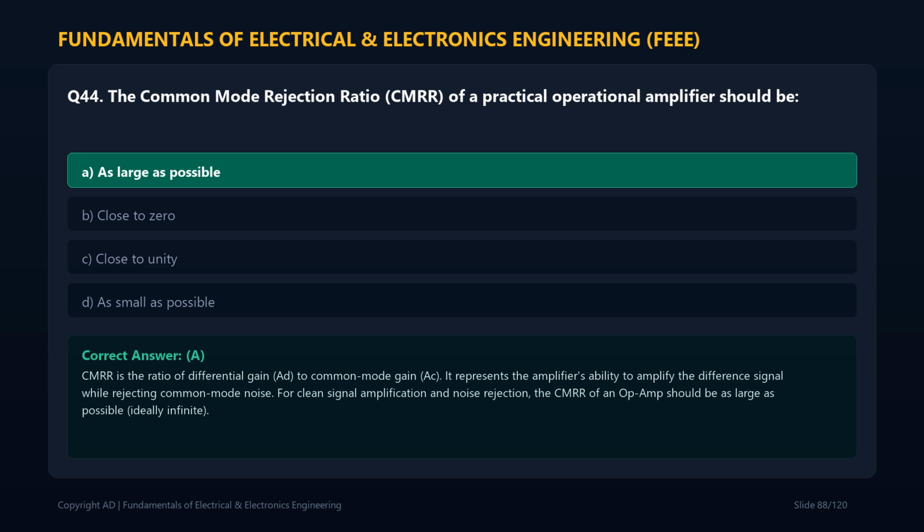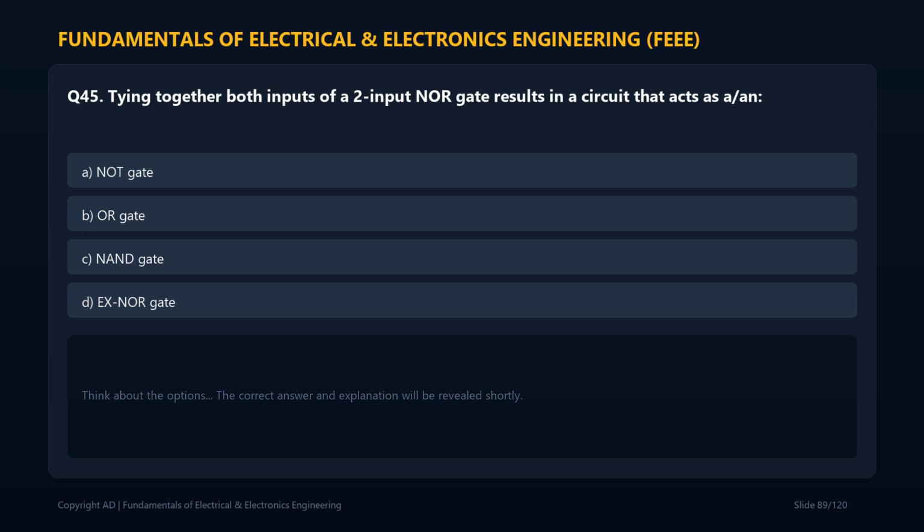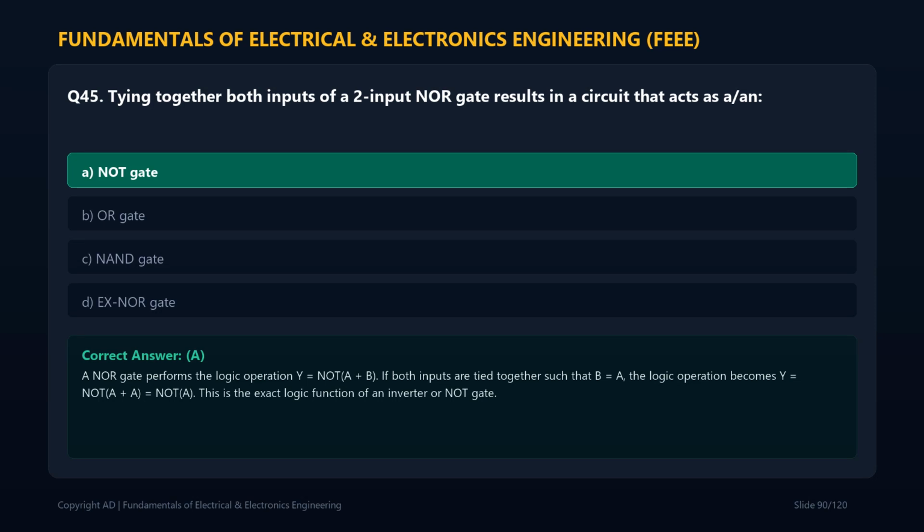Question 45. Tying together both inputs of a two-input NOR gate results in a circuit that acts as a: option A, NOT gate; option B, OR gate; option C, NAND gate; option D, XNOR gate. The correct answer is A, NOT gate. Shorting both inputs of a NOR gate makes the output equal to the negation of the single input, transforming it into a NOT gate.